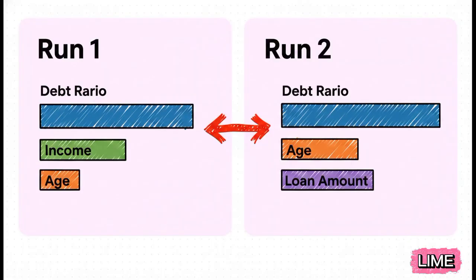Let's go back to Anna's loan application. If we run Lime once, it might tell us the most important factors were her debt ratio, followed by her income, and then her age. Okay, fair enough. But what if we run it a second time, on the exact same application? Because the random neighbors it generates will be slightly different, the explanation might change. As you can see here, it might still say debt ratio is number 1, but now it thinks age is more important than loan amount. In a low-stakes scenario, that's probably fine, but for a really high-stakes decision, that inconsistency is a problem. You can't fully trust an explanation that changes every time you ask.